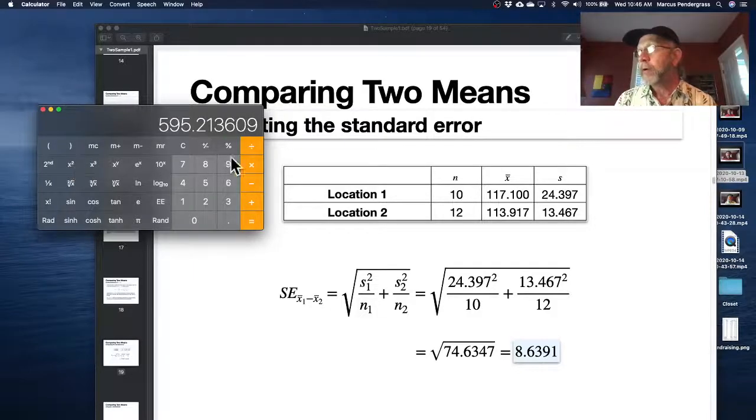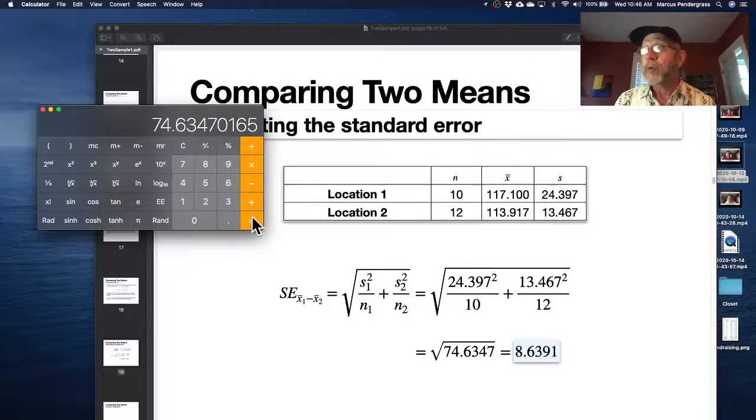24.397 squared divided by 10 plus 13.467 squared divided by 12, and then hit the equal sign. And that gives us the value under the square root, right? The 74.6347 rounded to four places. Of course, the advantage of doing this is that in doing the calculation, you don't have to round any of the intermediate steps, and that avoids round off error building up during the calculations.